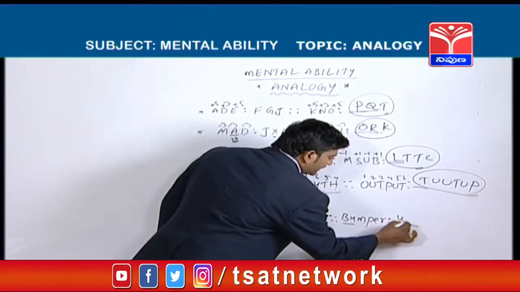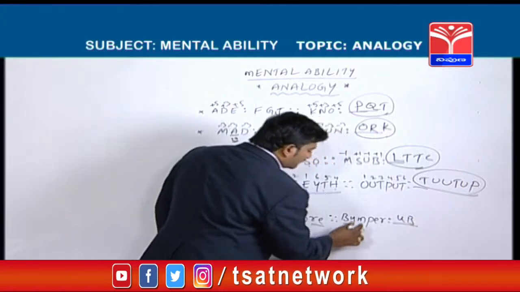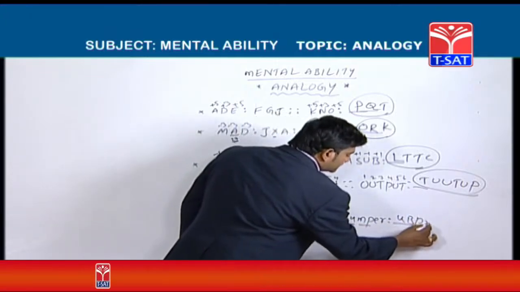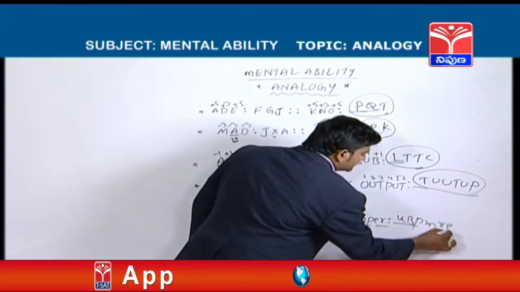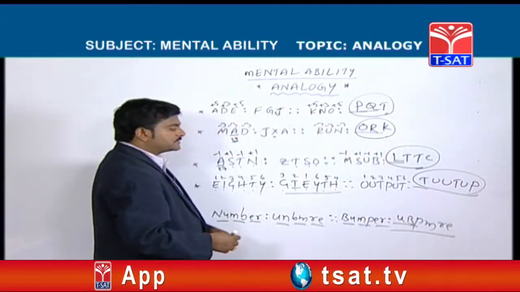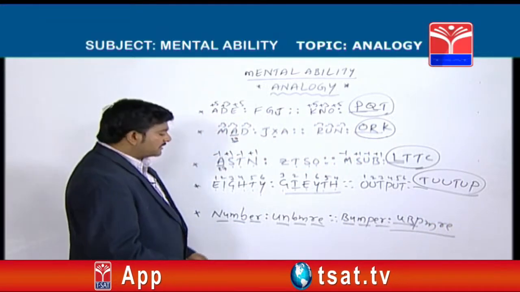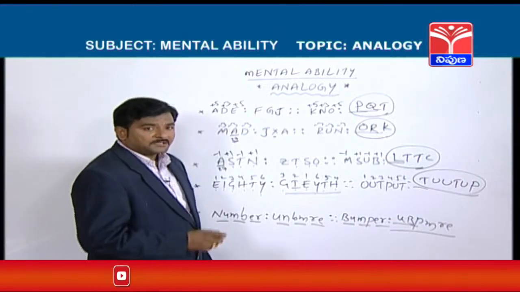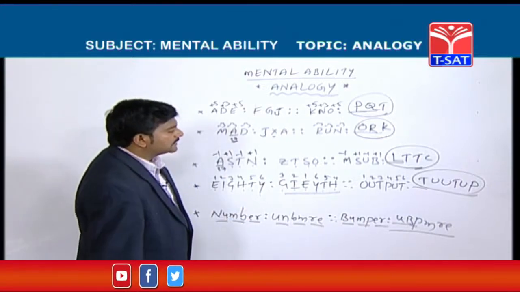Apply the same concept here. BU means UB. MP means PM. ER means RE. I hope you enjoyed this concept also. Simply, every two letters of this word are written in reverse order. These are some of the concepts.